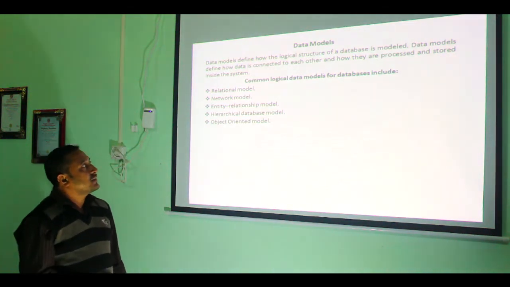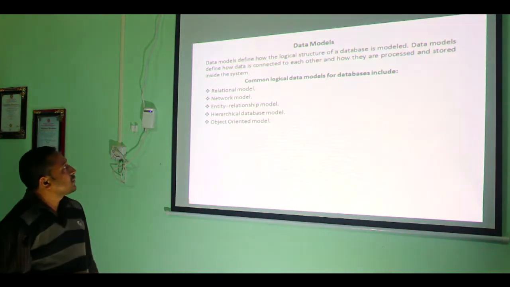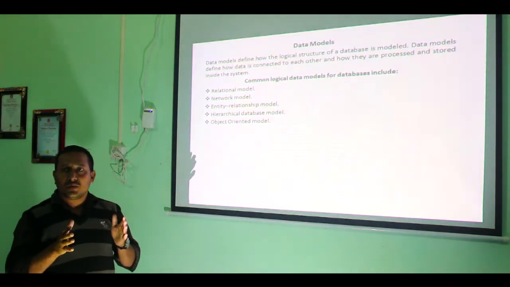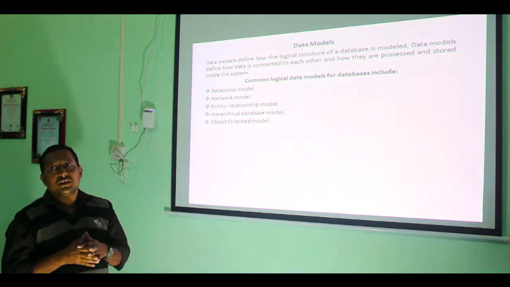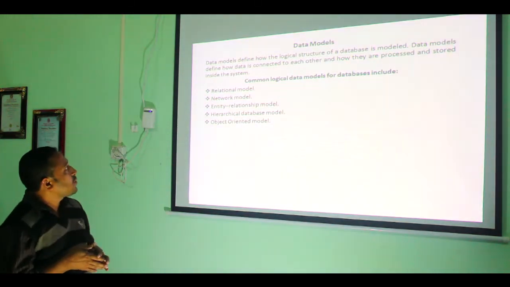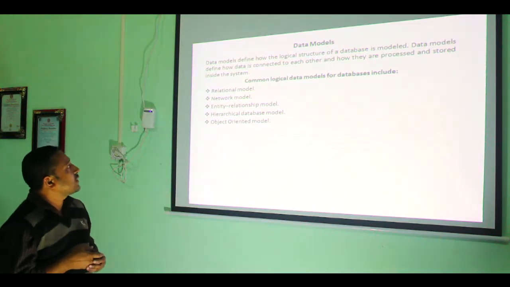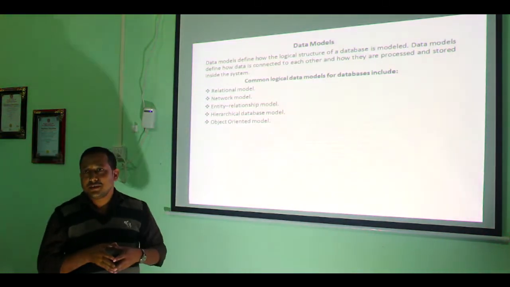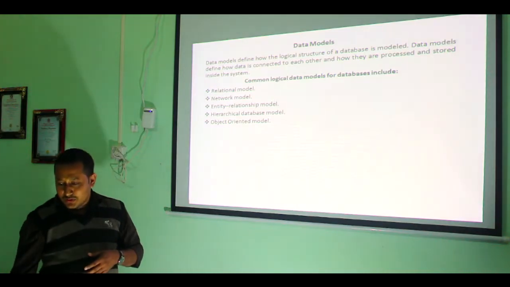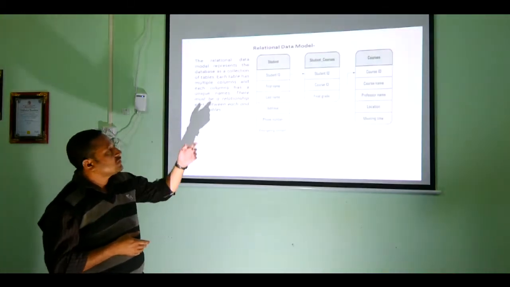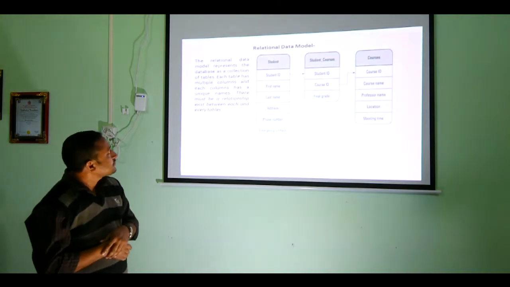A data model defines the logical structure of a database, or we can simply say how the data are connected to each other can be shown by using its data model. There are different data models, like relational, network, entity relationship, hierarchical, or object-oriented data model. Here we are going to discuss two more important data models. The first one is the relational data model.